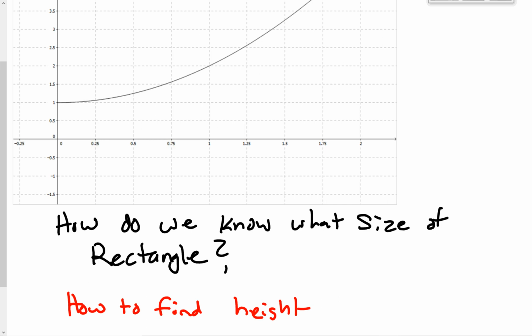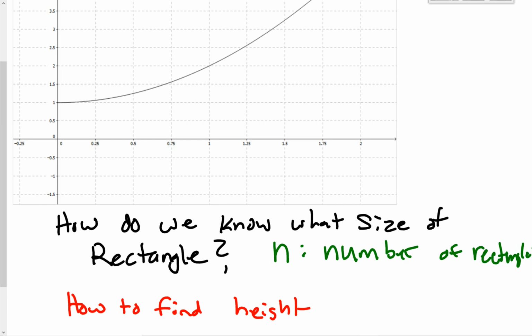So the question becomes, when we do those rectangles, we can find the area of rectangles pretty easily, right? Length times width. But how do we know what size of rectangles we're dealing with? Well, that comes down to the number of rectangles. So first we need to know n, the number of rectangles that we want.